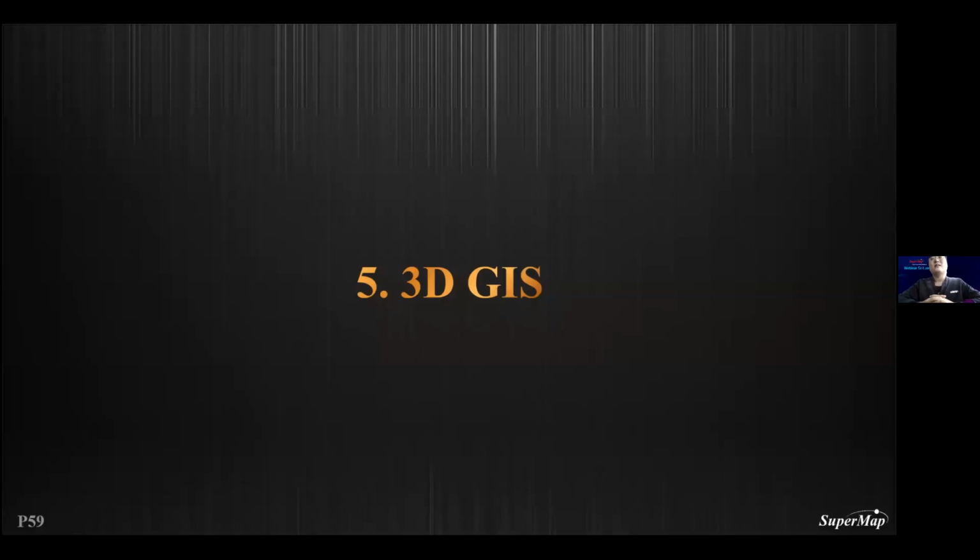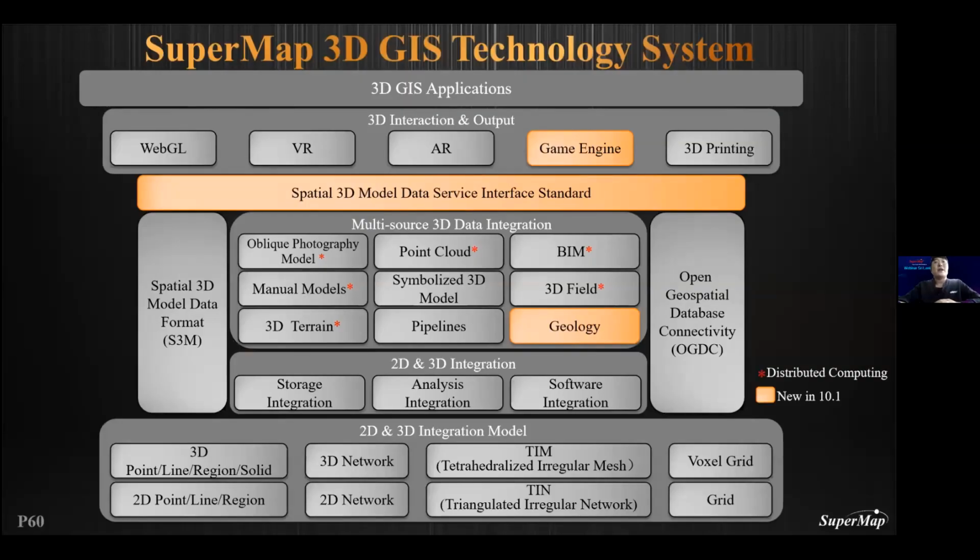And the last topic of my presentation is the 3D GIS. About the 3D GIS, what I want to say is the SuperMap 3D GIS technology is the most advanced 3D GIS in the world. We have confidence to say that SuperMap 3D GIS is the best 3D GIS in the world. So let's take a look.